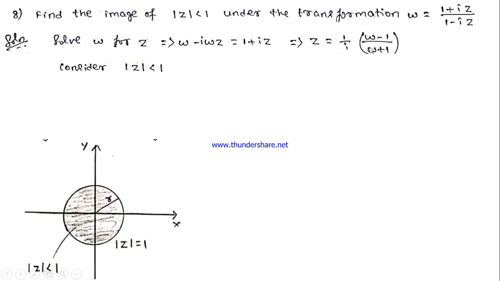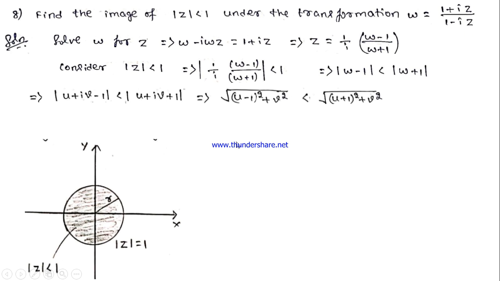If that is the case, substitute this expression here, and the modulus of i, or 1 by a, becomes 1. So by cross multiplication, this is |w − 1| < |w + 1|. Substitute the value of w and separate the real and imaginary parts. That gives |u − 1 + iv| < |u + 1 + iv|. The modulus of x + iy is the square root of x² + y², which is what I have considered here, the square root of (u ± 1)² + v².